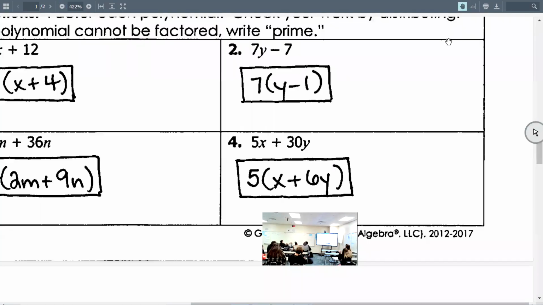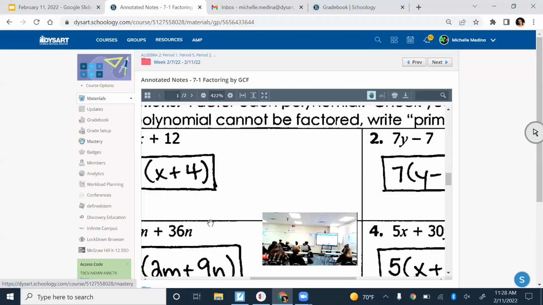So for 2, you should have had 7 as your GCF in parentheses, y minus 1. 4, you should have had 5, and then in parentheses, x plus 6y. Questions on these 2? All right, so those were like the easier ones. There was just a GCF on the coefficients. So now let's look at the other kind.